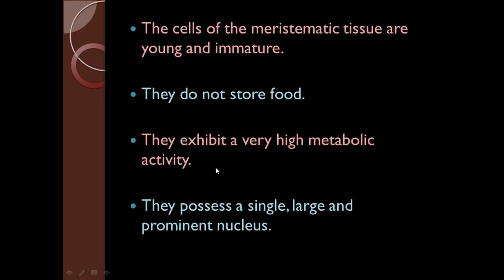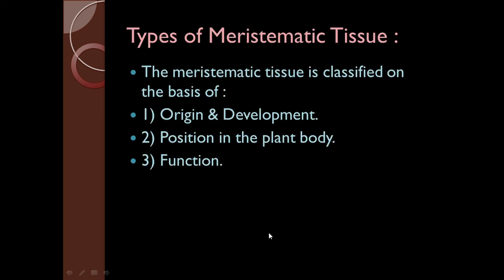We can compare it with kids. You know that kids have very high metabolic activity. In the same way, the meristematic cells also have high metabolic activity. They possess a single, large and very prominent or dark nucleus.